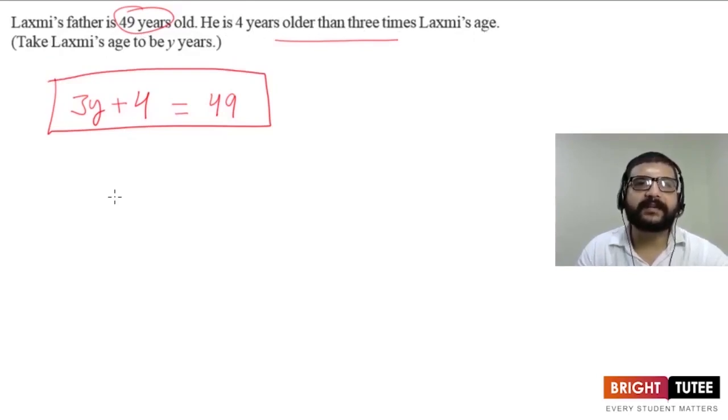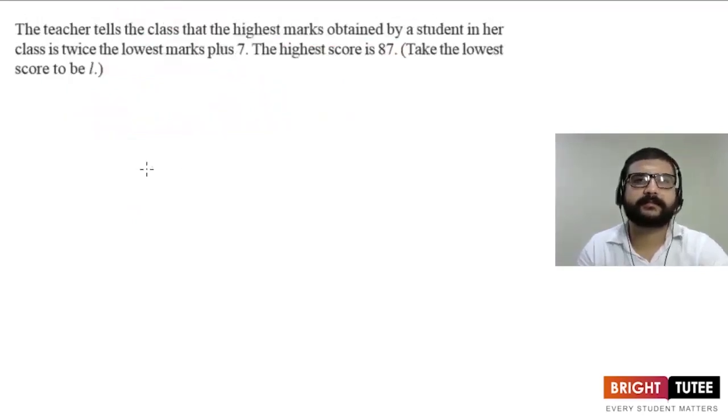So what we did here, we have assumed that Lakshmi's age is y years. So 4 more than 3 times Lakshmi's age will be 3y plus 4, and this will be equal to Lakshmi's father's age, and that is already given to us, it is 49. So the equation becomes 3y plus 4 is equal to 49.